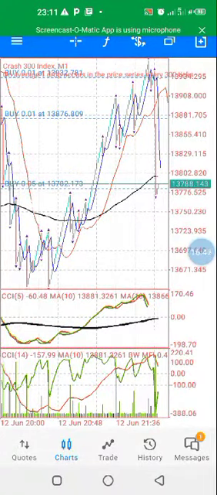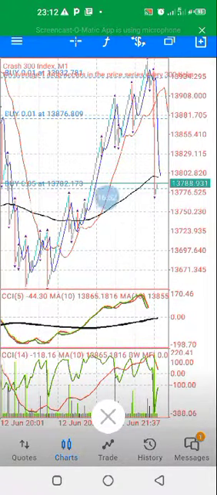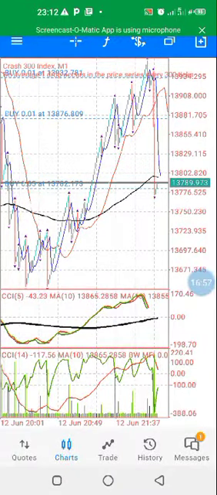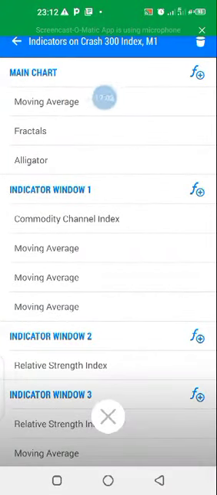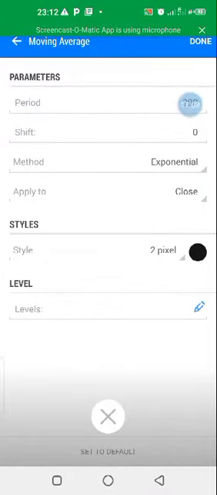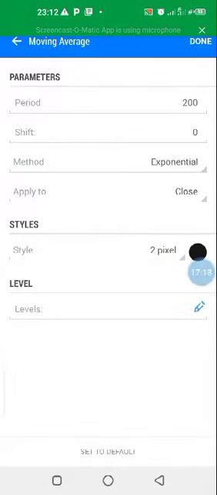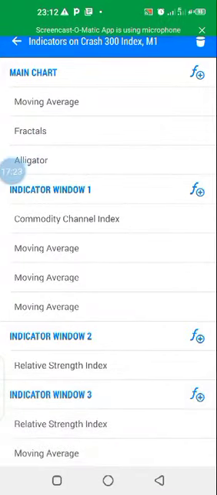Now let me quickly show you the setup from this major chart, and then the other setup. These are the major setups I did not add in that video, so I want to quickly show you. This one is the moving average: period 200, shift 0, method exponential, apply to close, style 2 pixel. Then I'm using black. You can use any color you like. So let's go to, no need for fractals, it is the alligator.